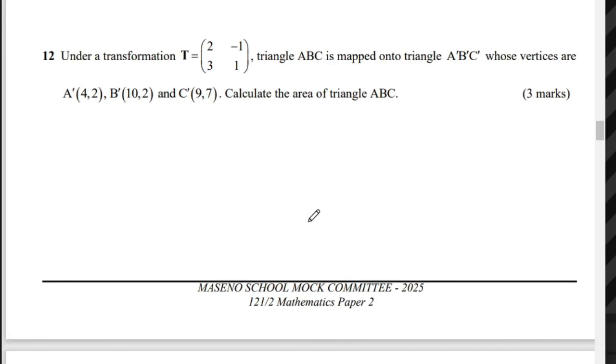Under transformation T, triangle ABC is mapped onto a triangle whose vertices are this and that. Calculate the area of triangle ABC. We have the translation, remember, object plus translation is equal to image. Object plus translation is equal to image.